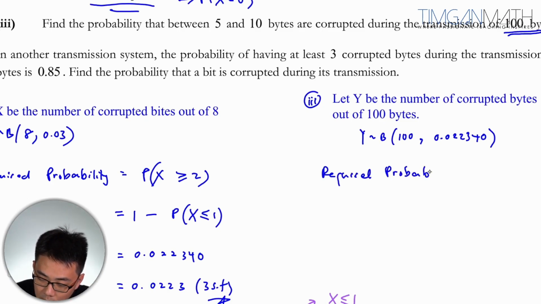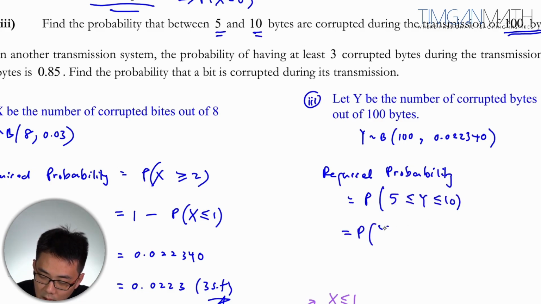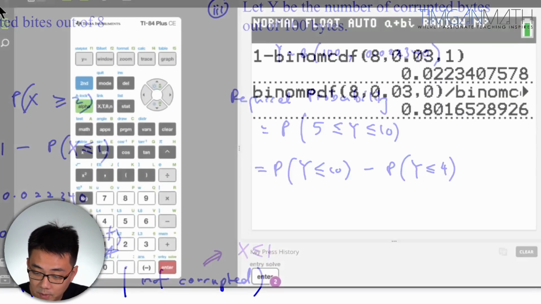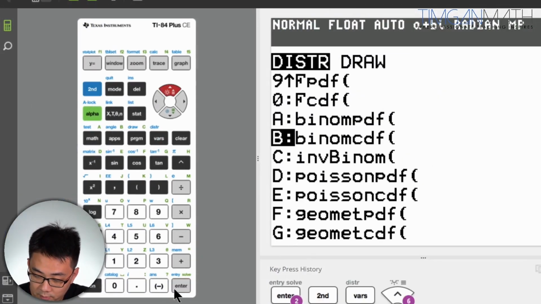Probability will just be P. Between 5 and 10 bytes are corrupted. So between 5 and 10. Okay, so this case here will just be P(Y at most 10) minus P(Y at most 4). Don't include 4, discrete, okay? So in this case, we're just going to use distribution, binomial CDF.